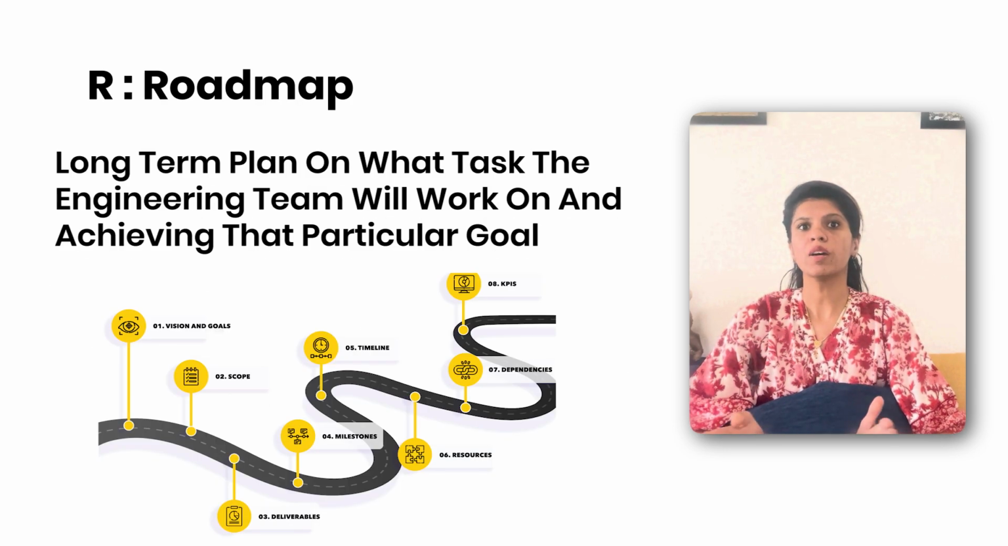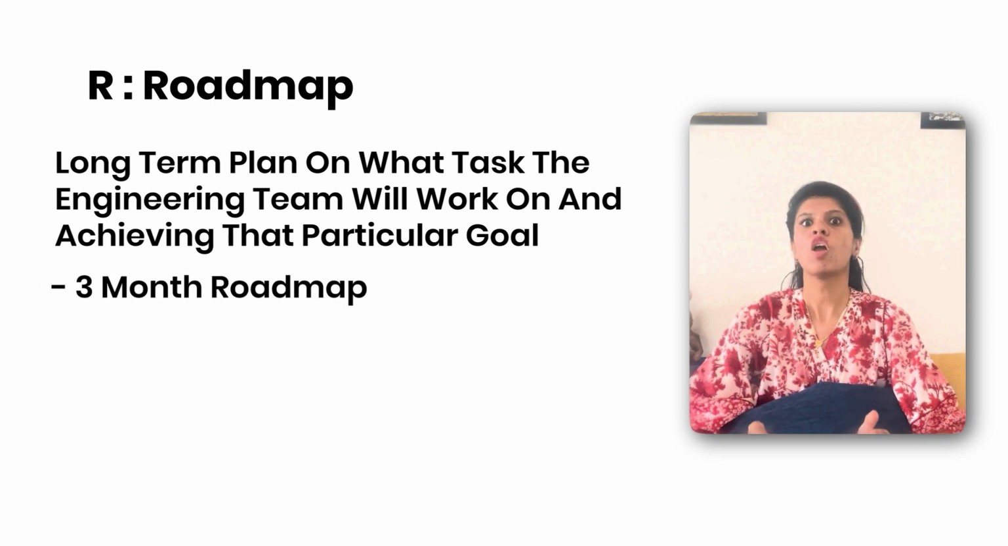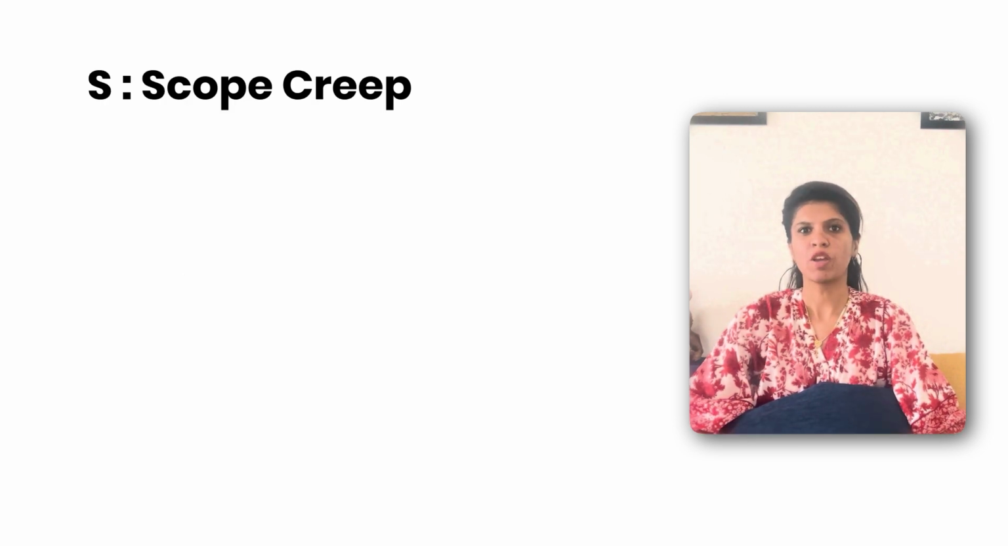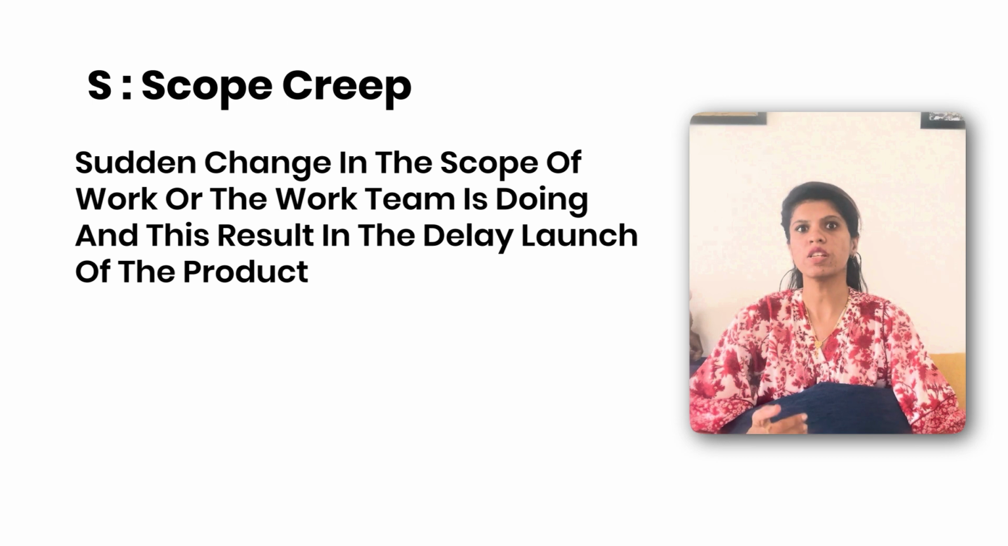It's a long-term plan on what tasks or stories the engineering team will be working on to achieve that particular goal. It could be a 3-month roadmap or a 6-month roadmap, whatever a company visualizes. S. Scope creep. Scope creep happens when suddenly a product manager changes the scope of the work the team is doing, and the team gets confused and is not able to successfully deliver the project.